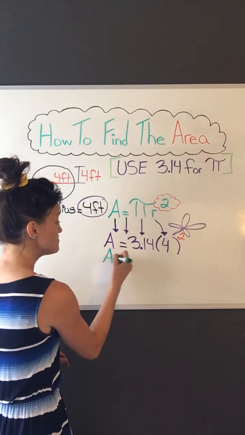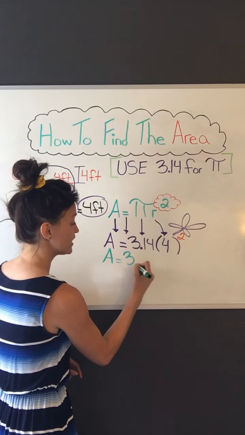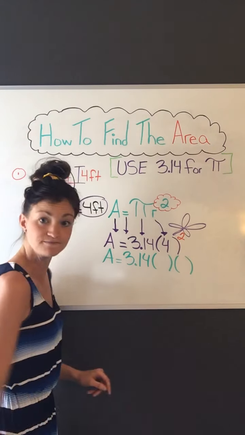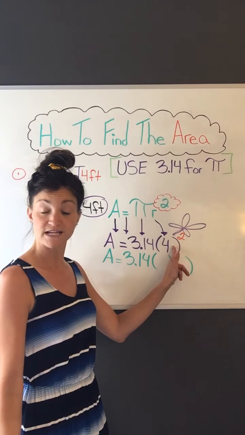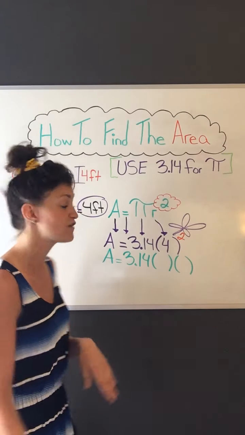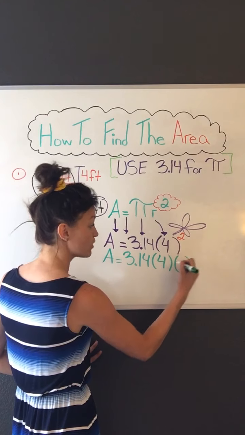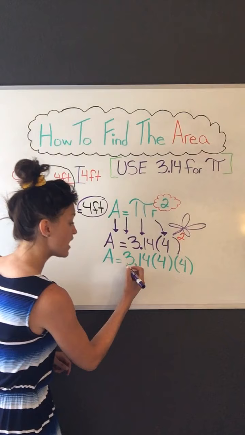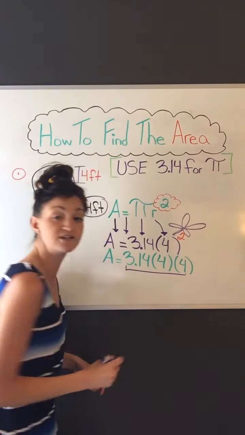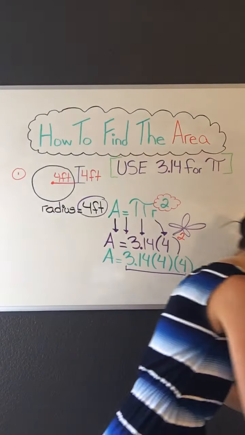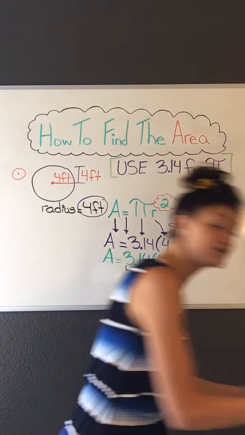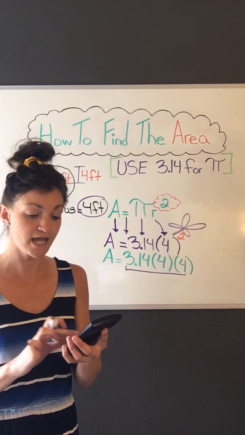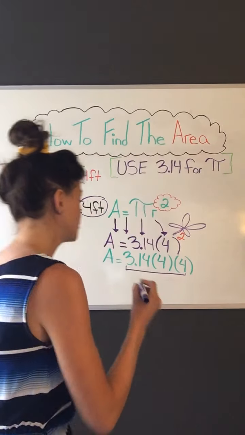We are having area equals 3.14, but if we expand this equation, there are 2 4s. It's basically 4 times itself. So if we expand this, it's 4 times 4, okay? At this point, you can now take this entire thing and you can plug it into your calculator to multiply. And when we do that, 3.14 times 4 times 4 again, we get 50.24.